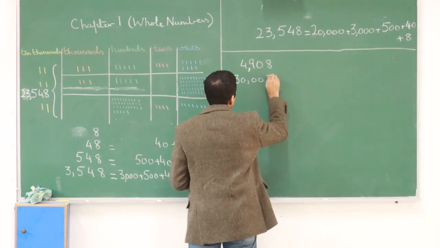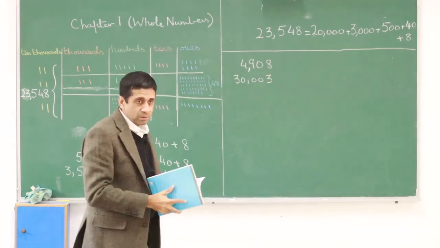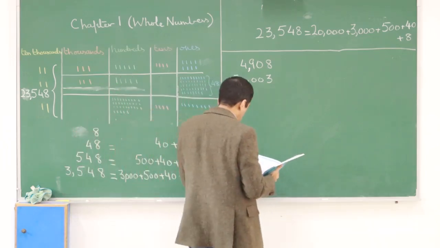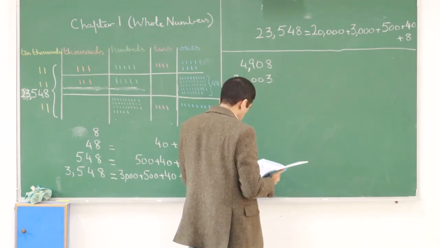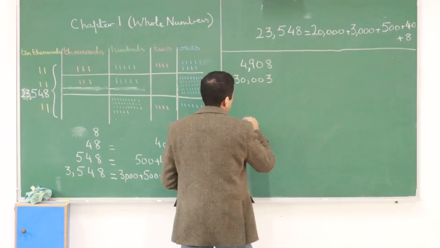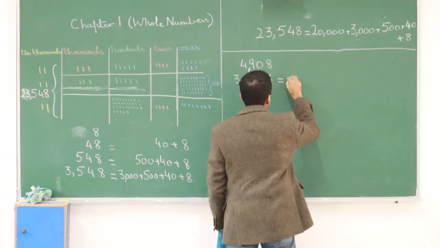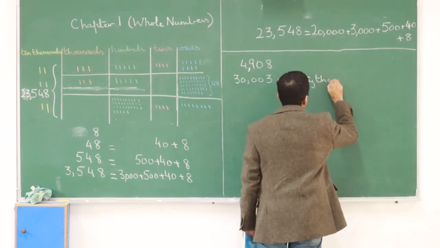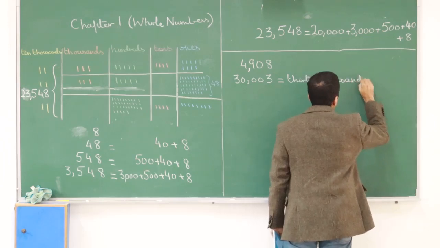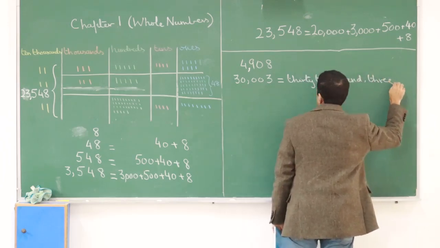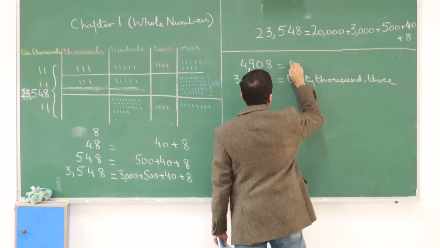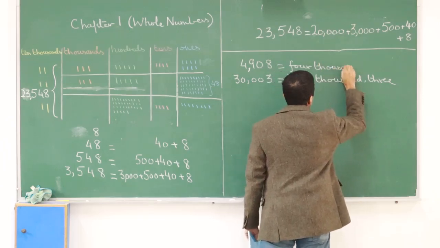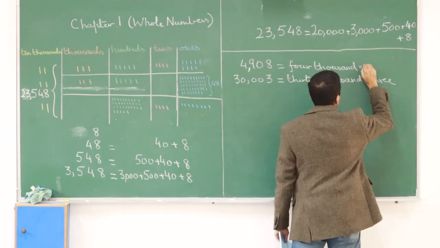What would this number be? 30,000. And how would you write? So this would be 30,003. So this would be equal to 30,003, and this would be 4,908.